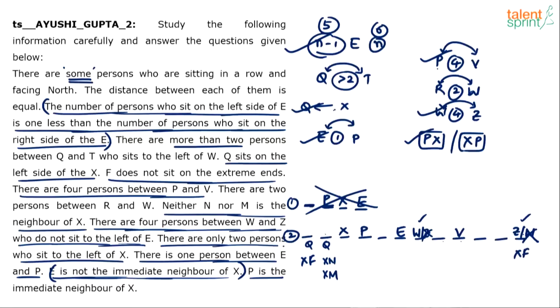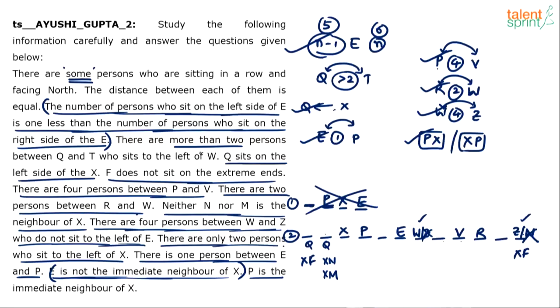Now use this point. There are 2 persons between R and W. Can R go on that side? Not possible, because if W is here, 1, 2, this has to be R, but this is already blocked by P. So take R on the right hand side. 1, 2, and R comes here. So this is also fixed. This is also fixed, right? So there are 2 persons between R and W is fixed.